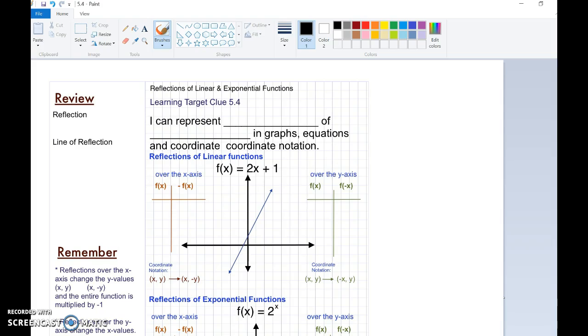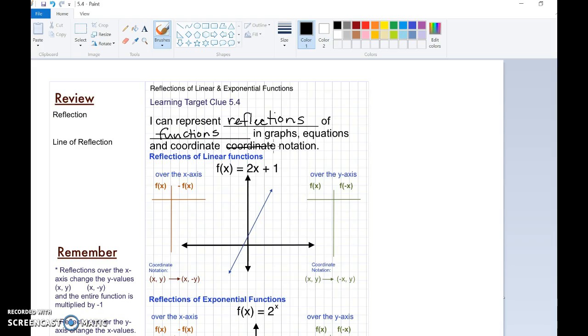And let's go ahead and start by writing it in. I can represent reflections of functions in graphs, equations, and coordinate notation. Looks like I've written coordinate twice, so you can just draw that line through that. I can represent reflections of functions in graphs, equations, and coordinate notation. So that's our learning target clue.